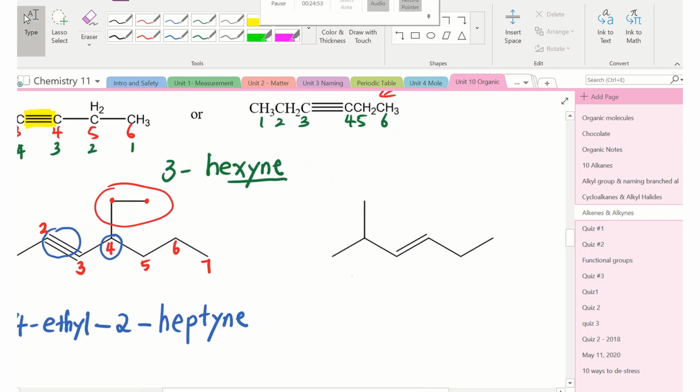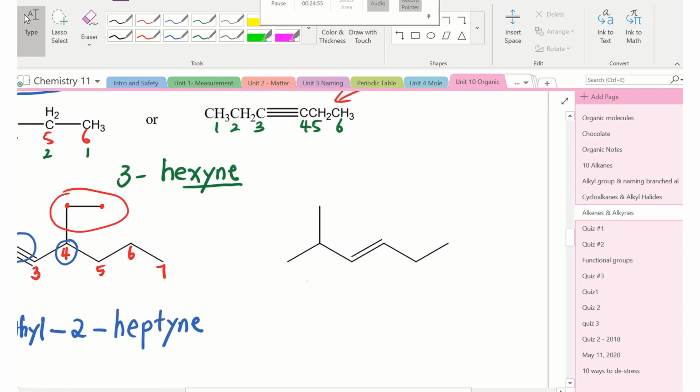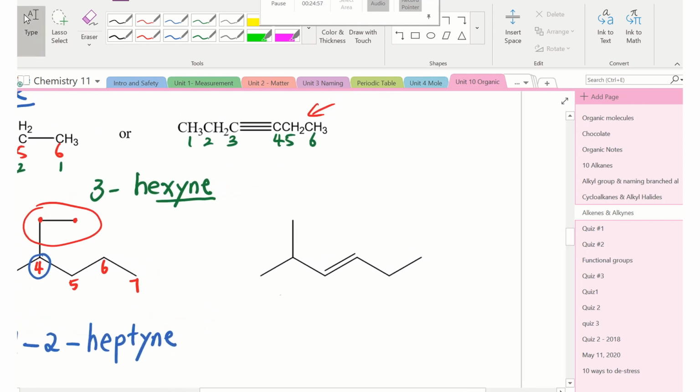Moving forward, let's take a look at this one. For this one, the double bond is kind of in the middle, but we have this side chain on the left-hand side. But we should double check. We always want to give the double bond the lowest number. So we can try going from left to right: 1, 2, 3, 4, 5, 6, like this. Or, I'm going to use a different color: 1, 2, 3, 4, 5, and 6.